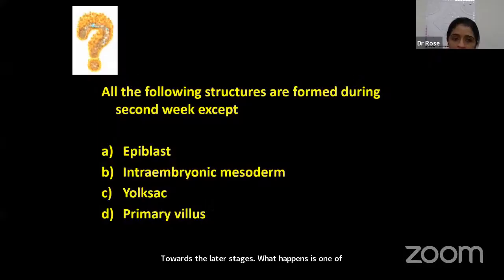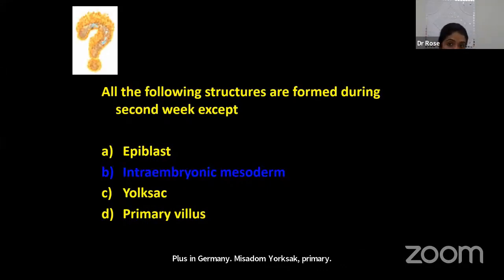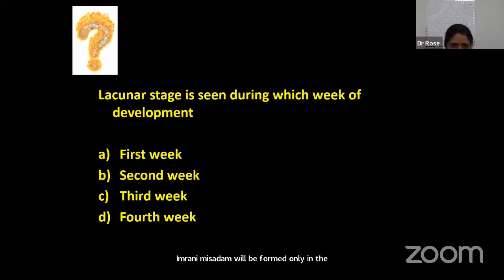All the following structures are formed during the second week: epiblast, intraembryonic mesoderm, yolk sac, primary villus. So it is the intraembryonic mesoderm which is not formed. So third week, 3 layers. You remember like that. And the third layer formed is intraembryonic mesoderm. So in the second week, you won't get intraembryonic mesoderm. Intraembryonic mesoderm will be formed only in the third week, because it is in the third week you get the 3 layers.